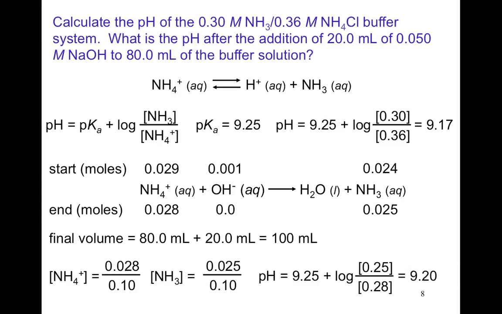So when it's all said and done, our pH is 9.2. So it didn't really change much. You added 20 milliliters of sodium hydroxide, and the pH barely changed. And that's because it's a buffer. But it did go up to become a little more basic, which is what it should be doing if we're adding sodium hydroxide. So there's always an opportunity to check our logic there at the end, which is nice.